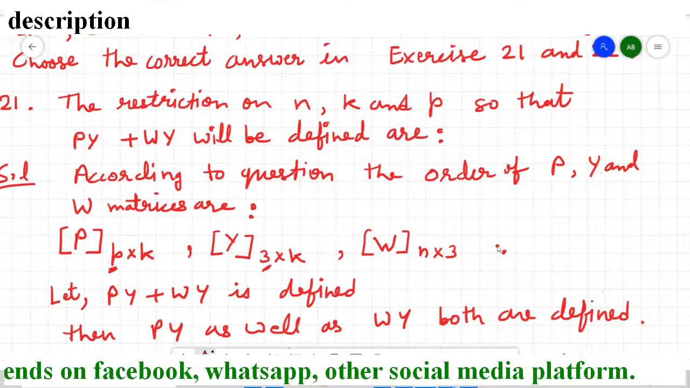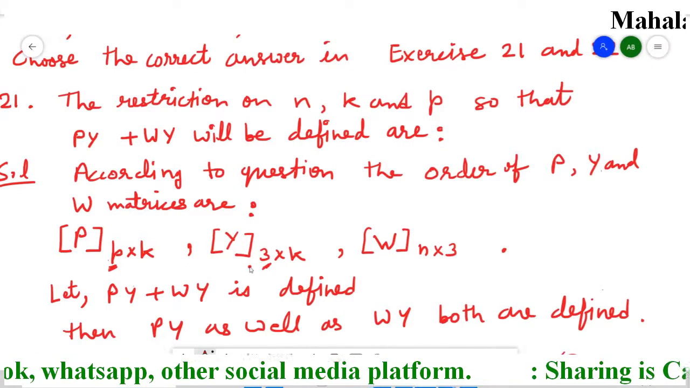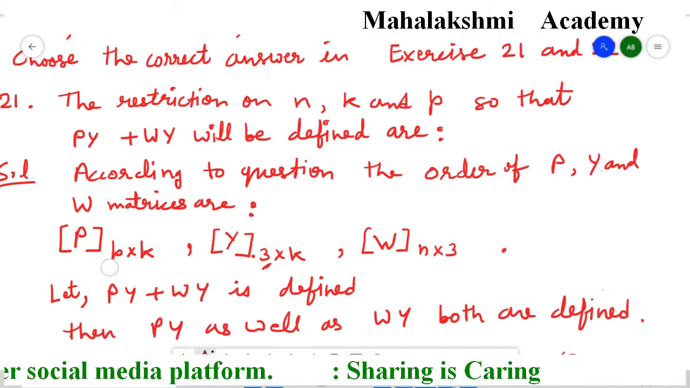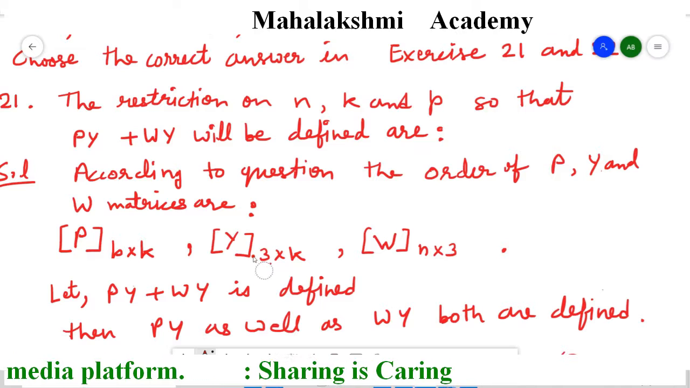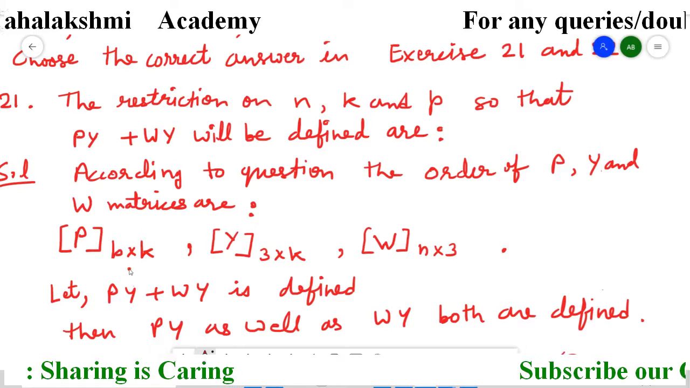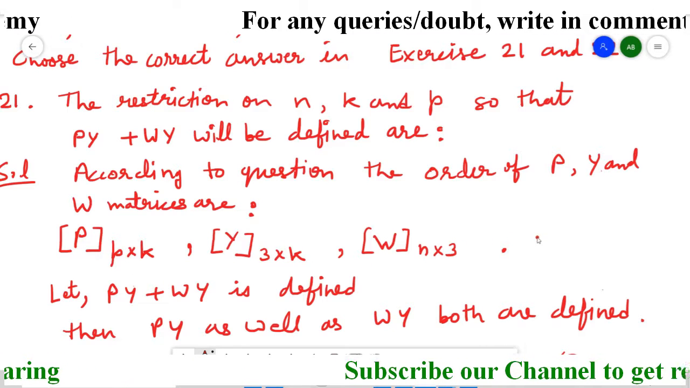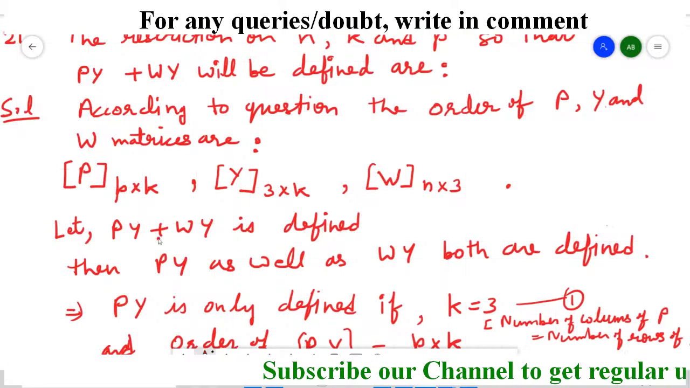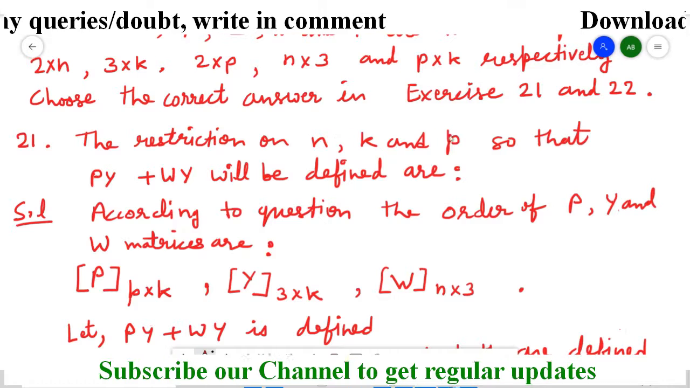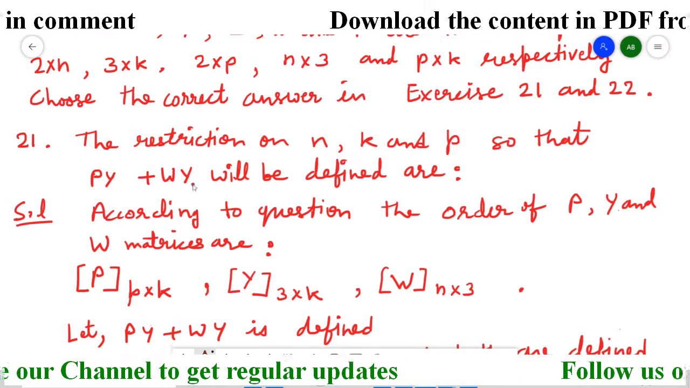From there I wrote it: P's order is P by K, Y's order is 3 by K, and W's order is N by 3. So these orders are already given in the question. Now in the question we have to find out, indirectly, the conditions on N, K, P such that this must be defined.